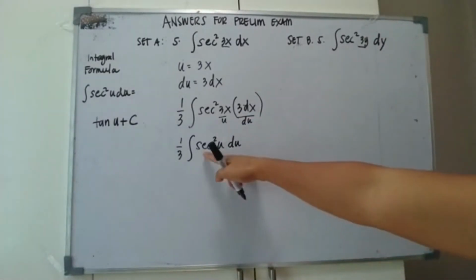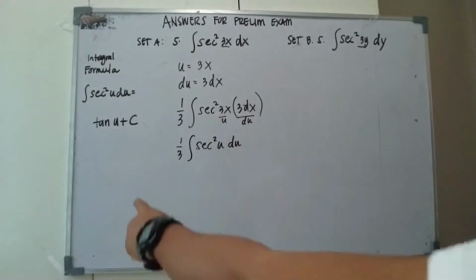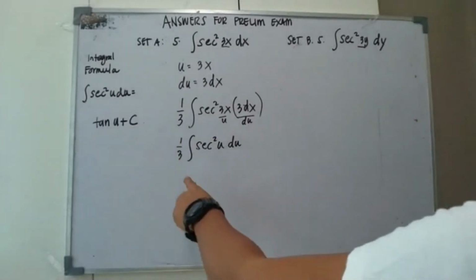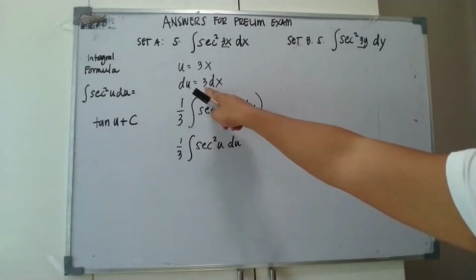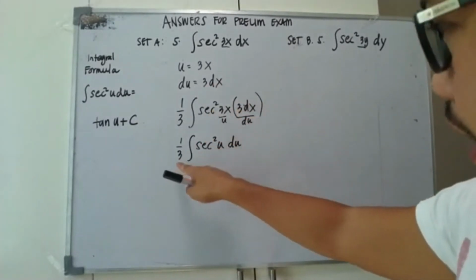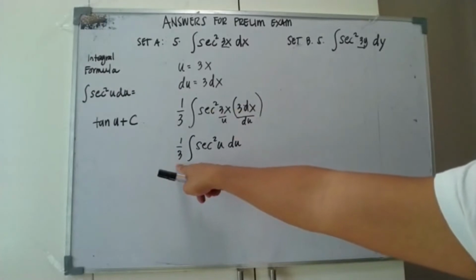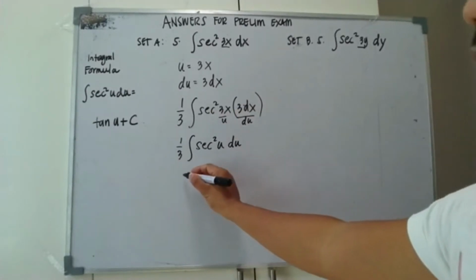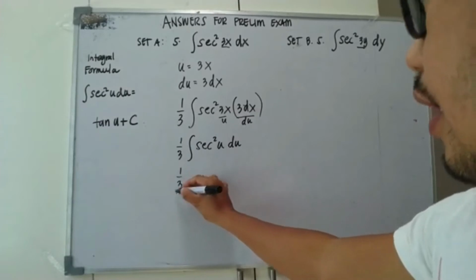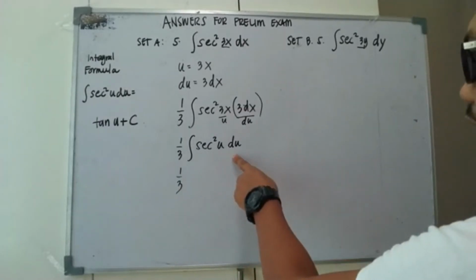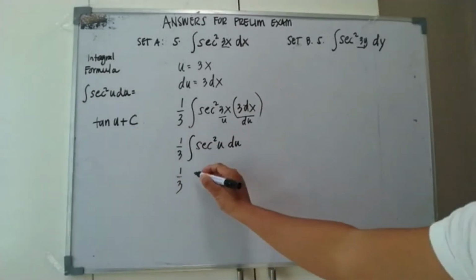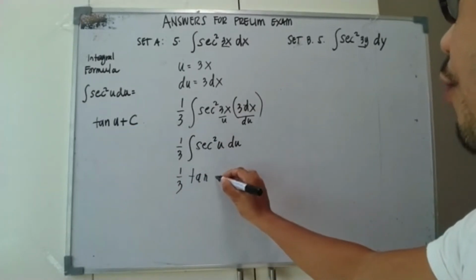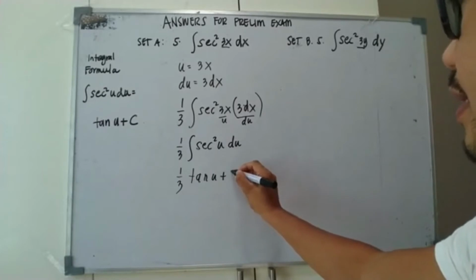So, the equivalent of secant squared of u du is tangent of u plus c. You have a neutralizing factor of 1 over 3 because the derivative of u is 3 dx. Because of the 3, you need to introduce 1 over 3. So, this is the 1 over 3. So, the integral of secant squared u du is equal to tangent of u plus c. So, tangent of u plus c.